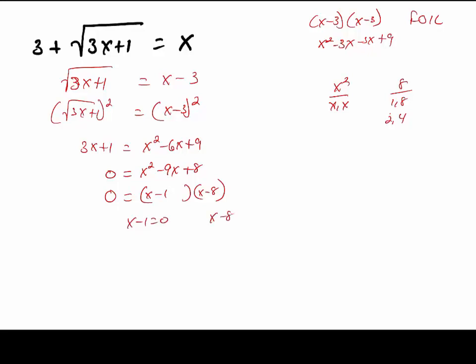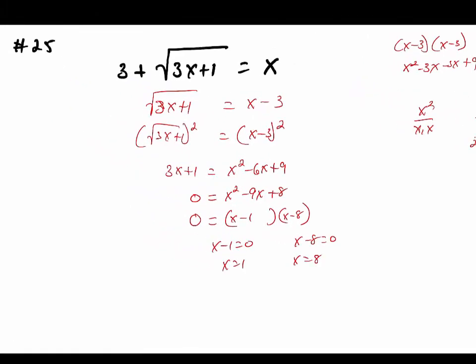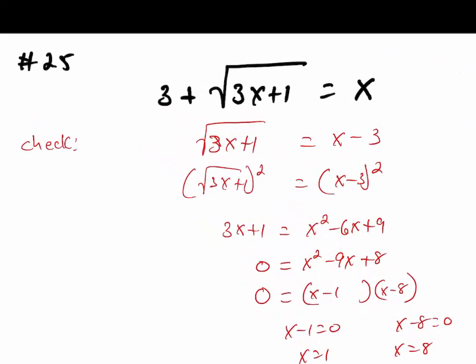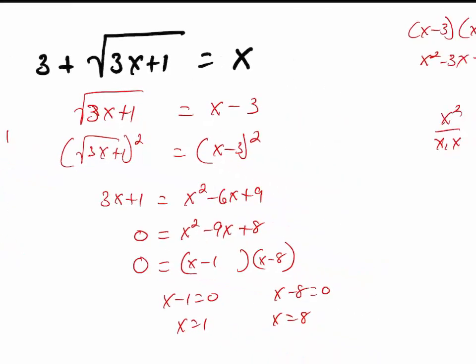And we get x is equal to 1 and x is equal to 8. And so now what we're going to do is check to make sure it works, or make sure that it is a solution. So we're going to use the 1 first. And so 3 times 1 is 3, and 3 plus 1 is 4. And we get that the square root of 4 is 2, and you can clearly see that this does not work, right? So this is not a solution.